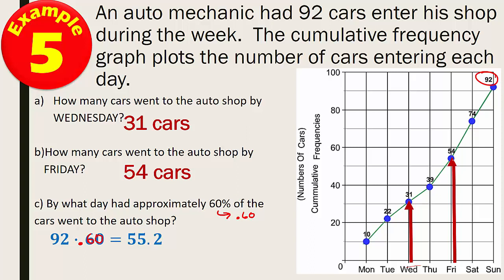Now, on Friday, 54 cars had come in. So we don't have the 55.2 that we need, and obviously it's not going to be 0.2 because you can't have 0.2 of a car. But Friday, 54 cars were in. We want to know when there are 55.2. Well, Saturday there are 74, which means that we're somewhere in here is what we're looking at. So we'll say by Saturday because that's the next day. Because by Friday there weren't quite enough. By Saturday there were well over that. So we'll say by Saturday because it's somewhere in here. Okay? So that's it for the first target.